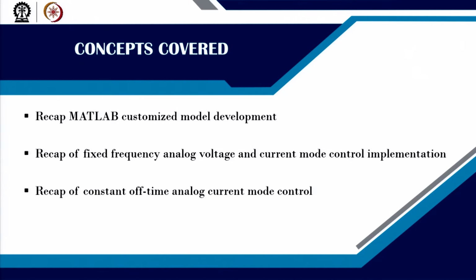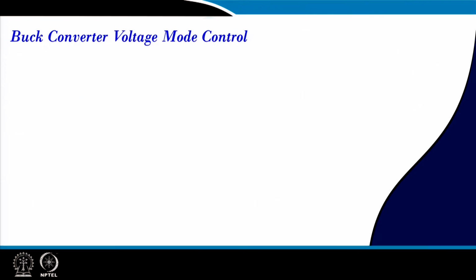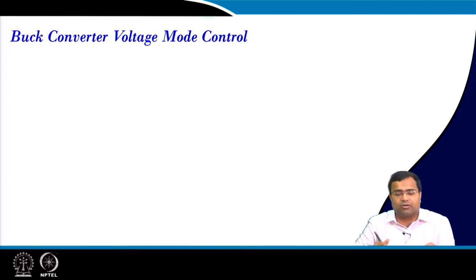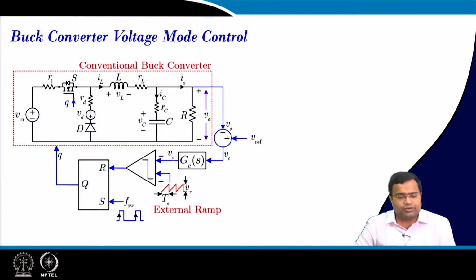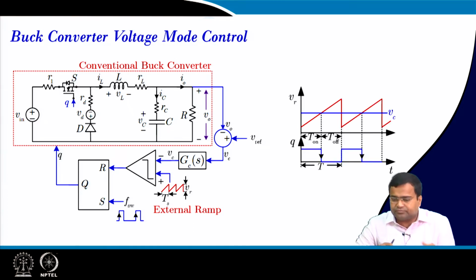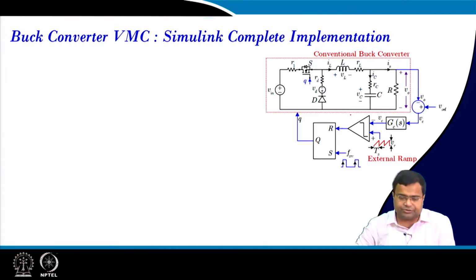And then we will recap the constant off time analog current mode control and constant on time analog current mode control. So first we will take the buck converter voltage mode control. Here this is a conventional buck converter. It can be a synchronous buck converter also, and we are talking about a voltage mode controller. And we know about the sawtooth waveform and the control voltage compared to the sawtooth to generate the duration. How does the Matlab file look?